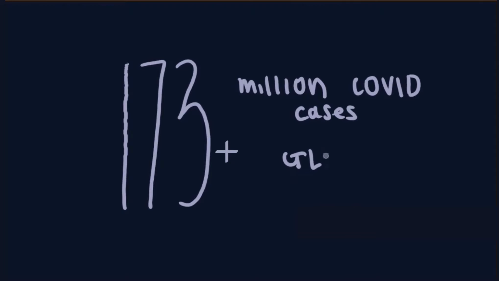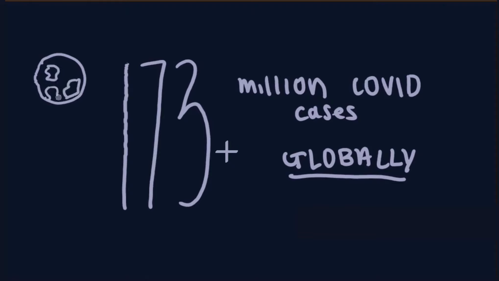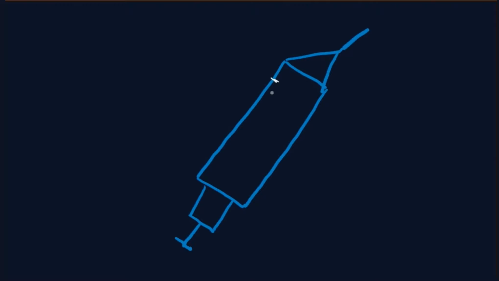Today, the world has officially recognized 173 million cases of COVID-19 globally. Many people have heard about the mRNA vaccine, but what does this mean and how does it actually work?